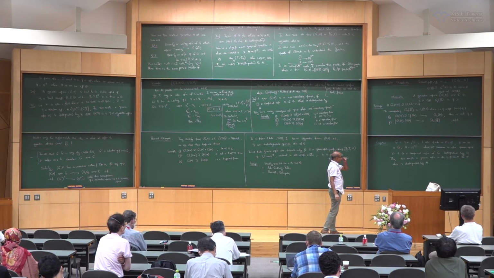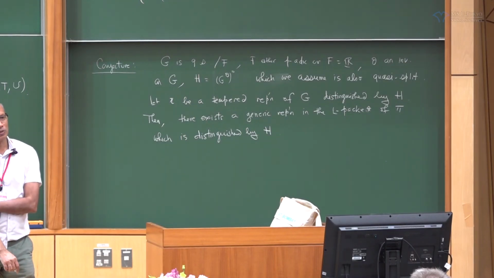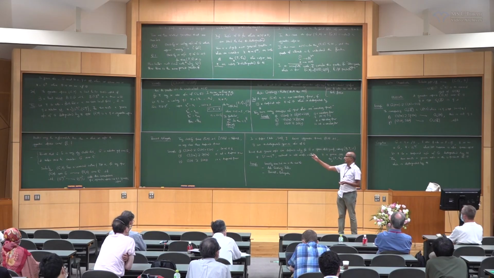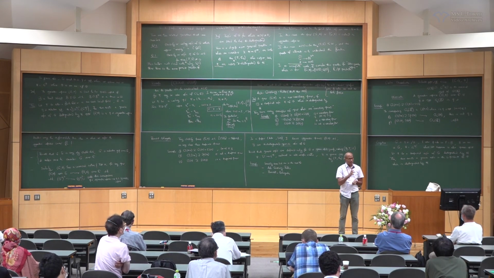So what that means is that if there is a tempered representation which is distinguished, then there is also a generic member which is distinguished. And for a generic member, one has that simple-minded answer. And therefore, for a tempered representation also, that simple-minded answer should exist.